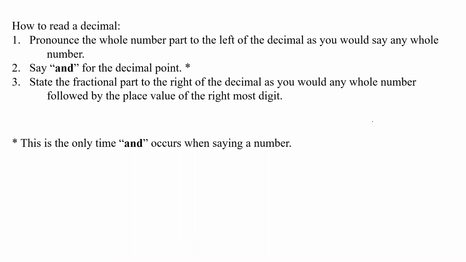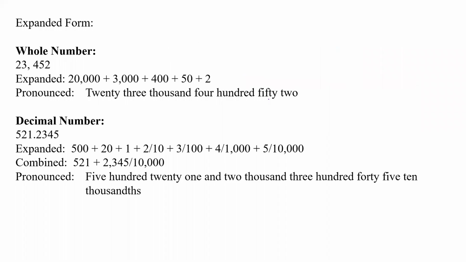All right, so how do you read a decimal? Basically, we're going to pronounce the whole number part to the left of the decimal, as you would say any whole number. Then we'll say "and" for the decimal. And then we'll state the fractional part to the right of the decimal as you would any whole number, followed by the place value of the rightmost digit. Now note that the "and" here, where we have this decimal, that's the only time we actually have "and" in a number, at that decimal point. So you won't have "and" anywhere in the whole number part or in the part to the right of the decimal either. So what we're going to do is look at the expanded form.